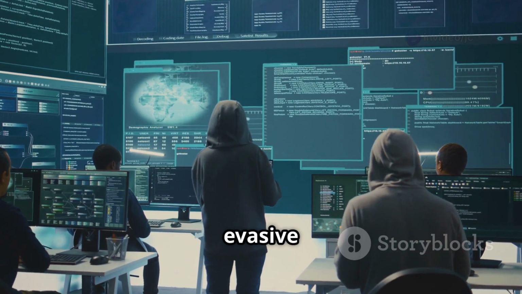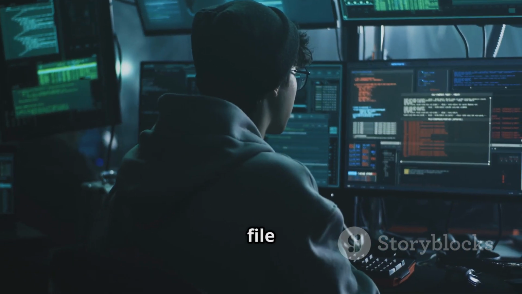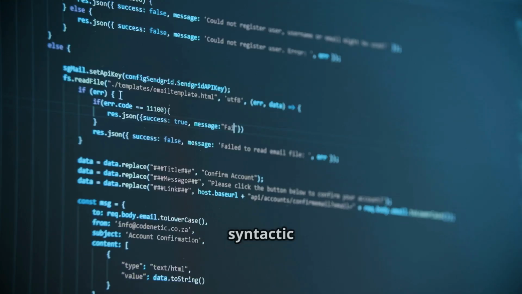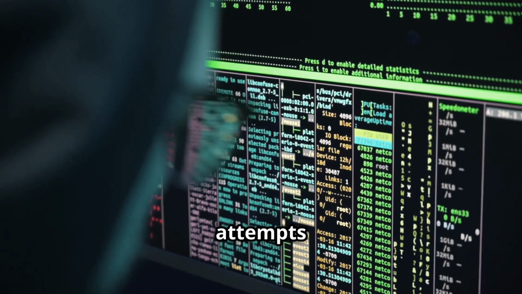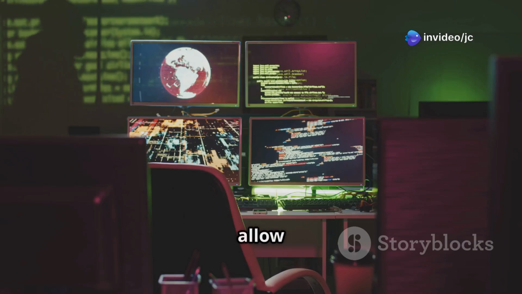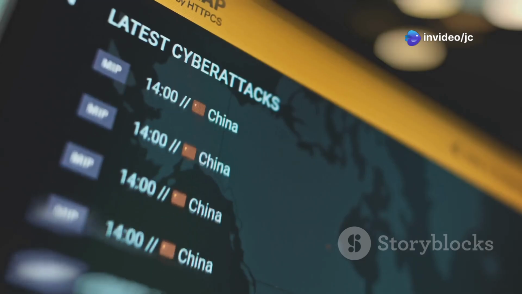Modern malware uses evasive techniques to attempt to defeat static file analysis, such as embedding syntactic code errors that will confuse attempts at analysis, but that will still allow the code to function.